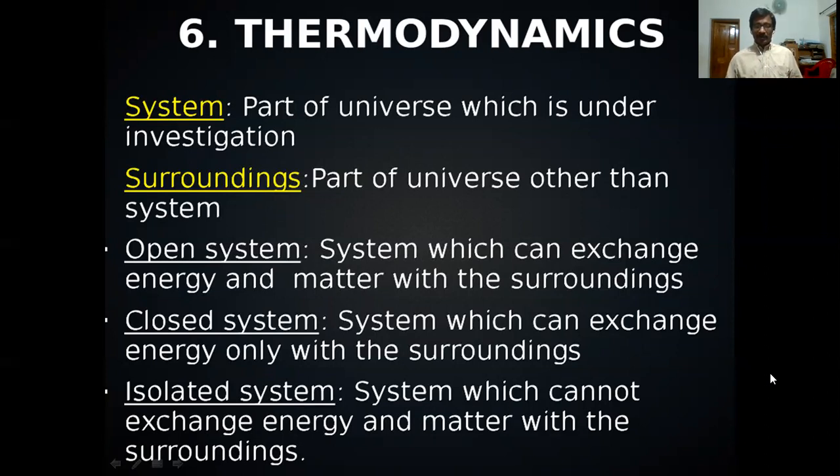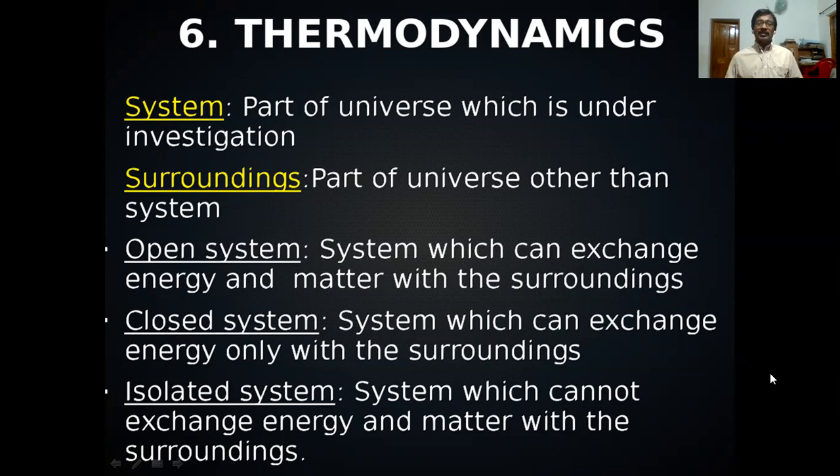There are three types of systems. Open system, which can exchange energy and matter with the surroundings. For example, water taken in an open vessel, water will evaporate. Transfer of matter. For the evaporation, it will take heat energy from the surroundings, exchange of energy. So exchange of energy and matter with the surroundings. That is an open system.